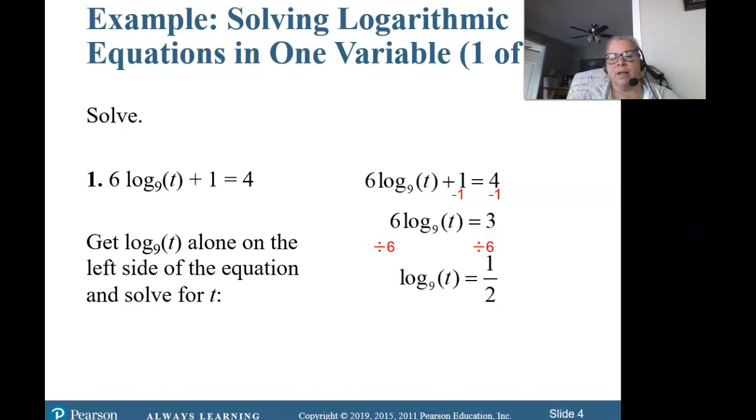Now, we divided each side by 6, so we get log base 9 of t equals 1/2. Remembering what we just saw in the other slide about transferring this into exponential form allows us to write 9 to the 1/2 power is equal to t, and the square root of 9 is 3.